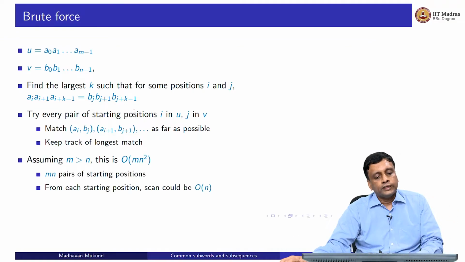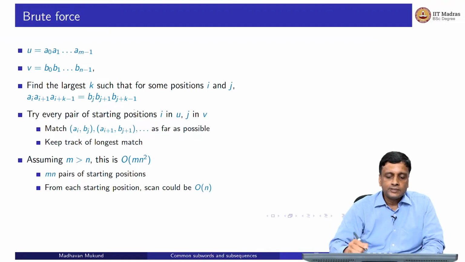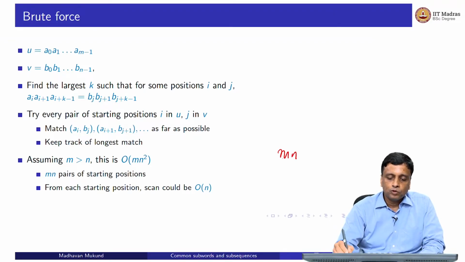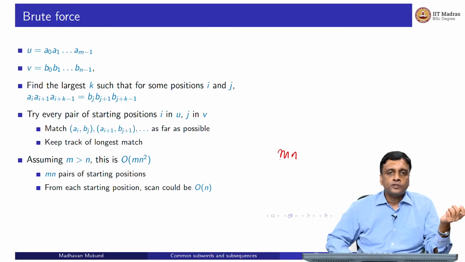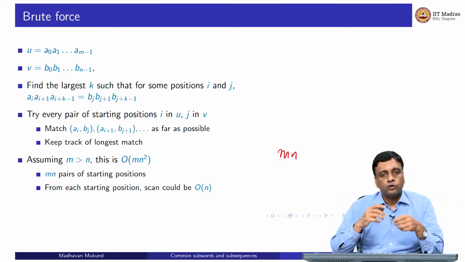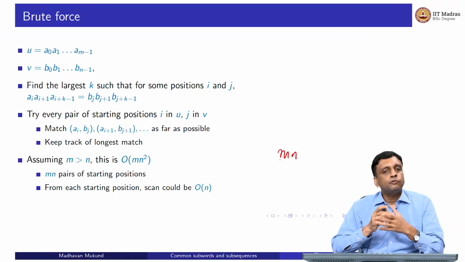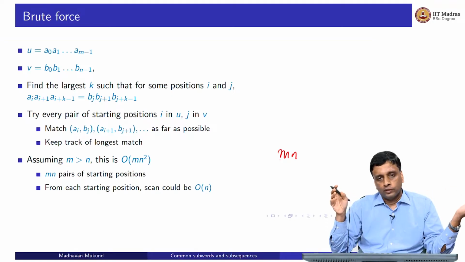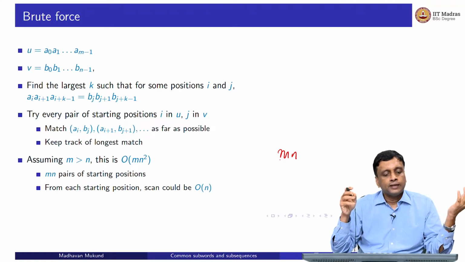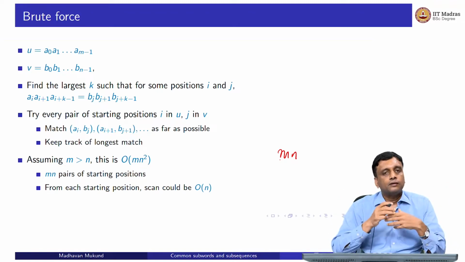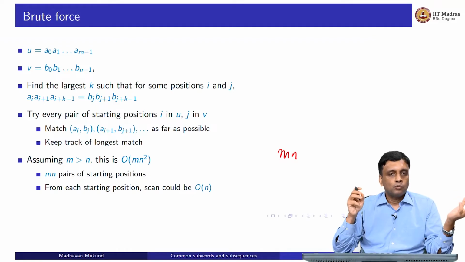So this is going to now take me m times n squared, because there are m times n positions. There are m choices for i and n choices for j. So for every i and j, I am going to start this calculation, and in general I am going to be scanning something which could be proportional to the length of the smaller word. So if I assume that m is bigger than n, then the length could be proportional to the smaller word.